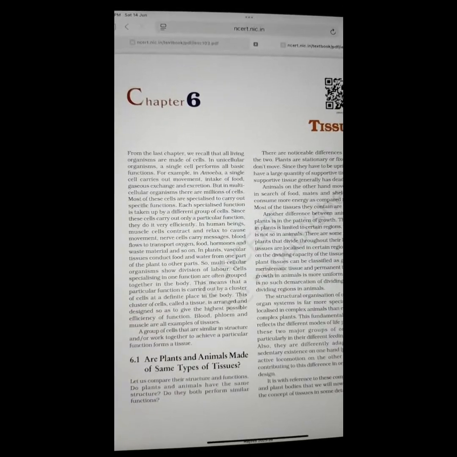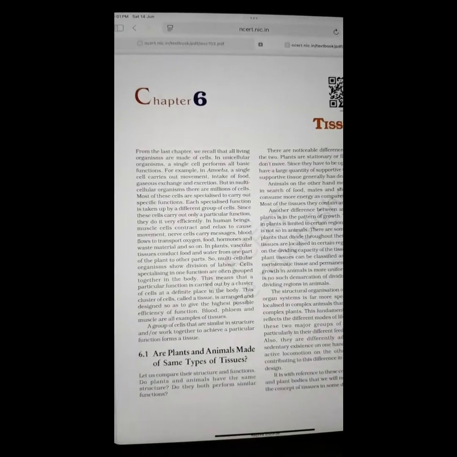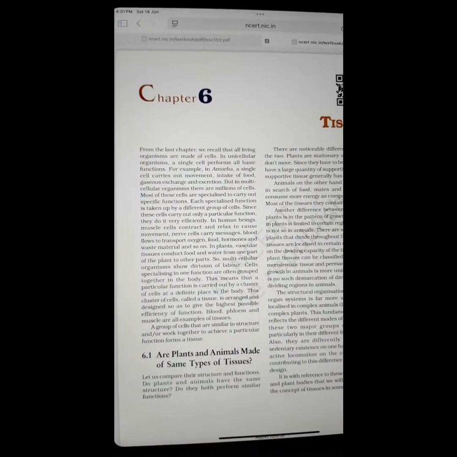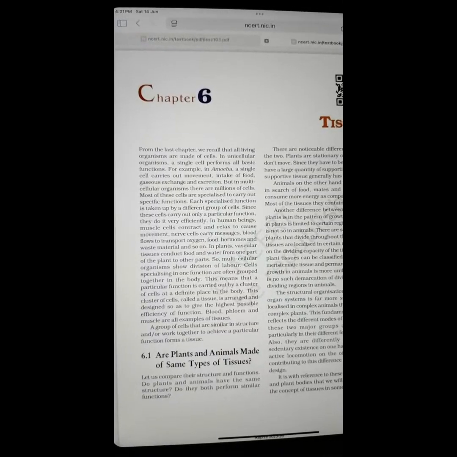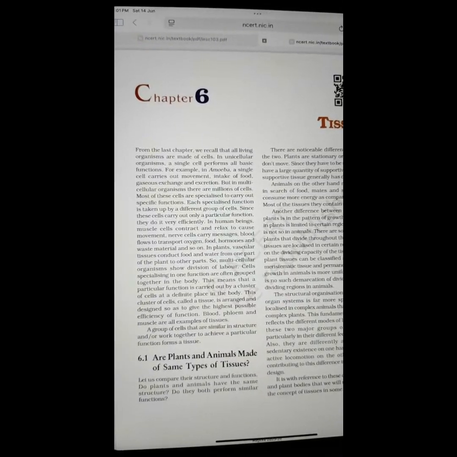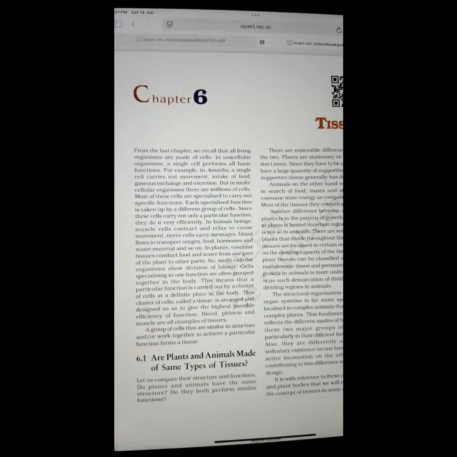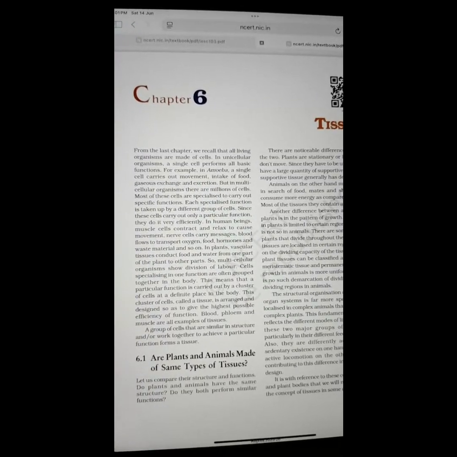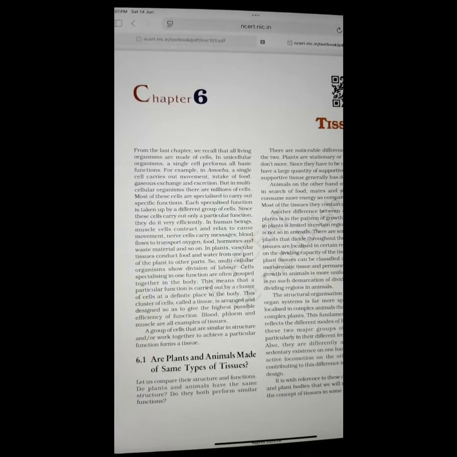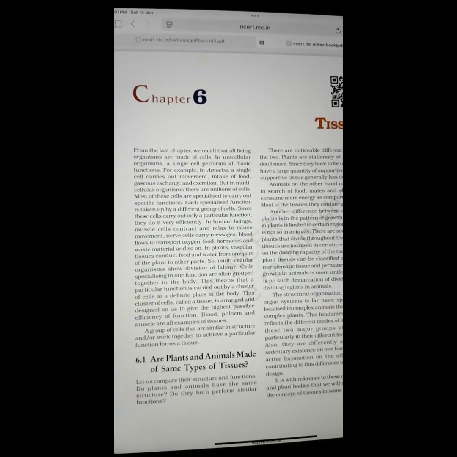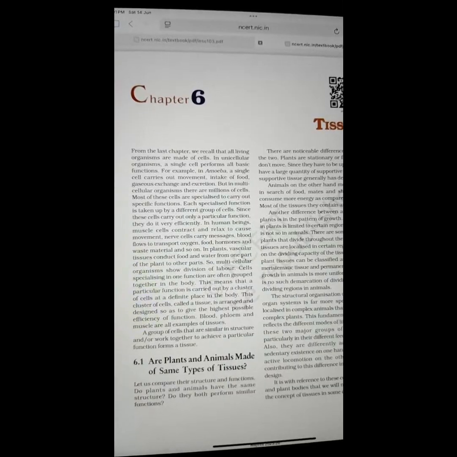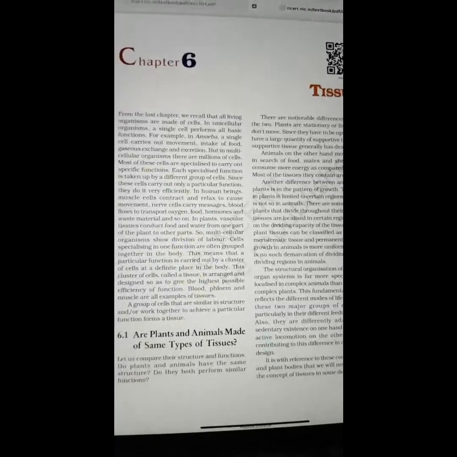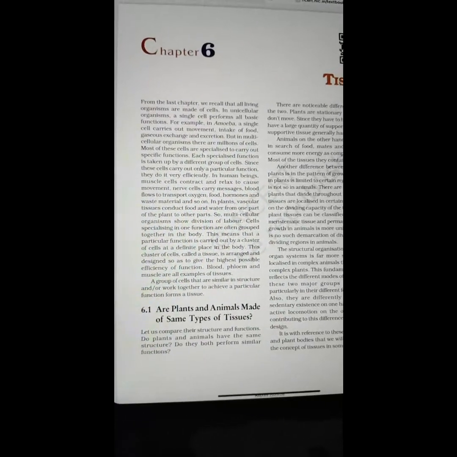This means that a particular function is carried out by a cluster of cells at a definite place in the body. This cluster of cells, called a tissue, is arranged and designed so as to give the highest possible efficiency of function. Blood, phloem, and muscle are all examples of tissues. A group of cells that are similar in structure and/or work together to achieve a particular function forms a tissue.